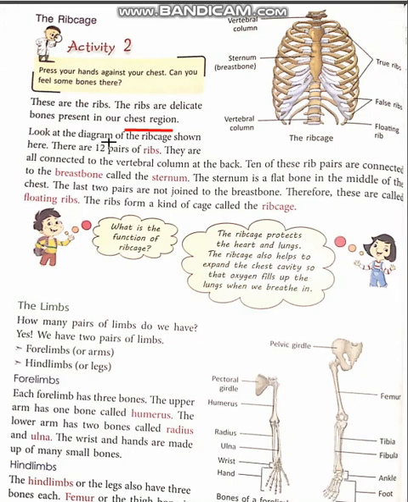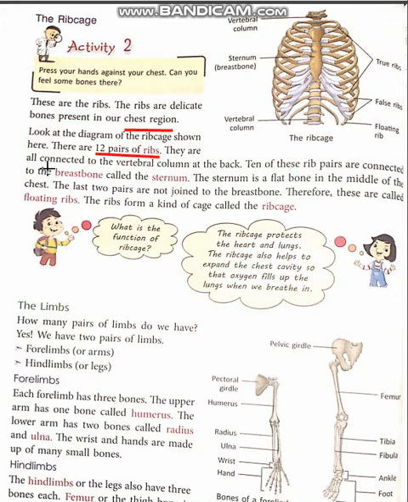Look at the diaphragm of the rib cage shown here. This is the diaphragm. Diaphragm is the area that separates the upper chest part from the lower abdominal cavity. Okay. How many ribs do we have? We have 12 pairs of ribs. It means we have 24 ribs.